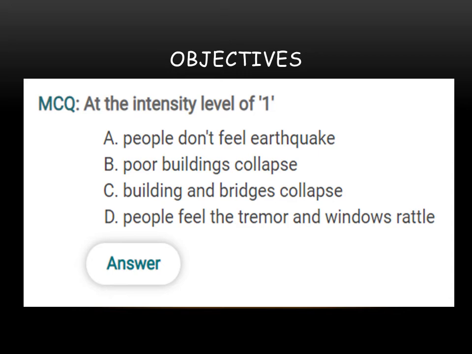At the earthquake intensity level of 1, do people feel the earthquake, do poor buildings collapse, do buildings and bridges collapse, or do people feel the tremor and windows rattle? The answer here is option A, people don't feel any earthquake at all, because level 1 is a very low intensity earthquake.